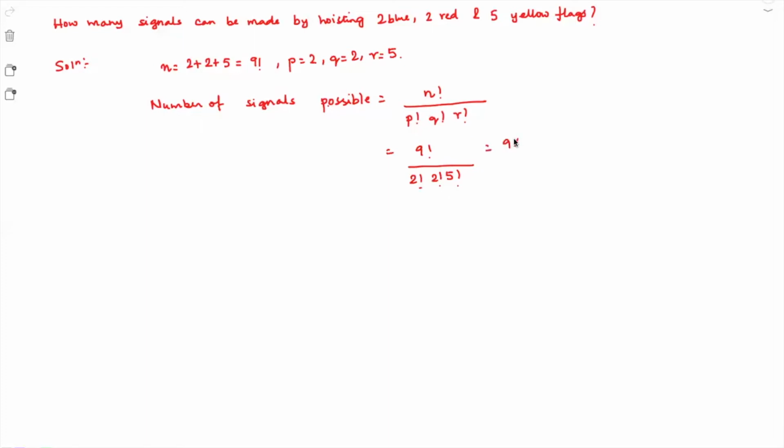So which is effectively 9 into 8 into 7 into 6 into 5 factorial by 2 into 1 into 2 into 1 into 5 factorial. So this and this get cancelled. So we'll be left with 18 into 7 into 6. So 18 into 6 is 108. 108 into 7 gives us 756. So the number of possible signals that can be made is 756.